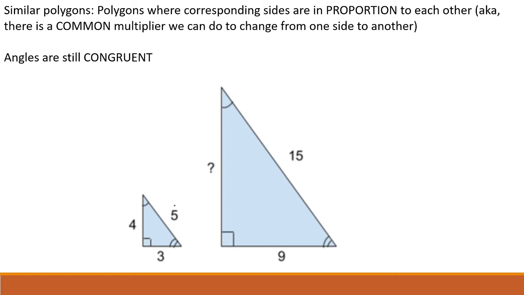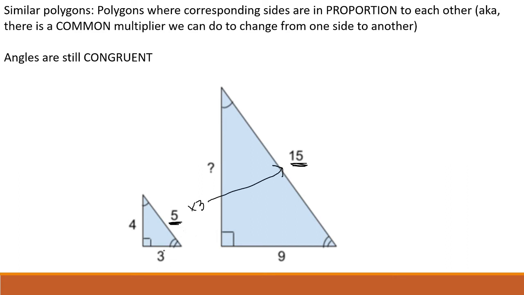Like for example, in this one here, if you look at the corresponding pieces, again, corresponding pieces are pieces that are in the same location. So this is the hypotenuse, right? This is 15. That's the hypotenuse. It's across the right angle. This 5 is also the hypotenuse, because again, it's across the right angle. Well, obviously these hypotenuses are not congruent. But if I take 5 times 3, I get 15.